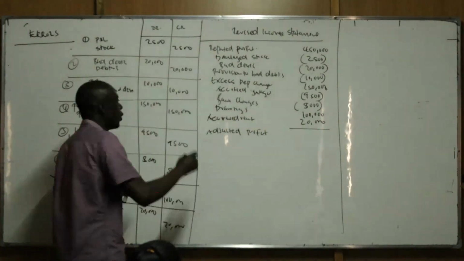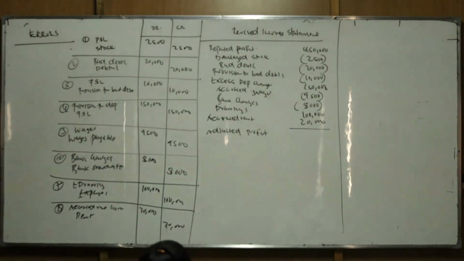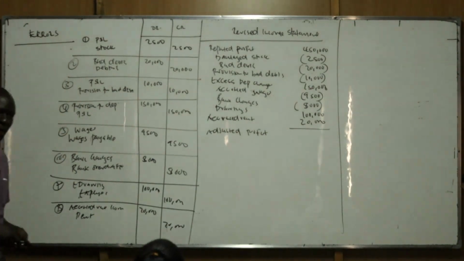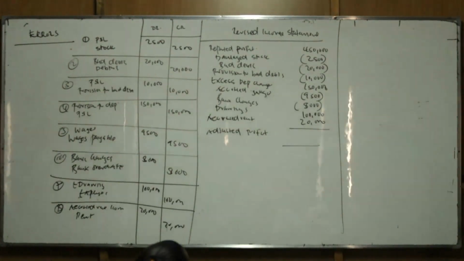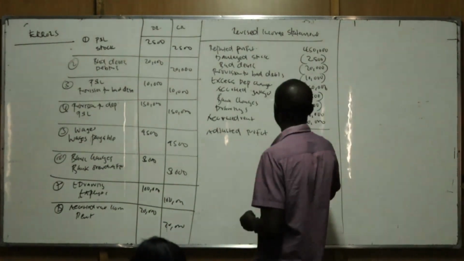So that is how we revise. We check those errors, how they affected our profit. If they're supposed to deduct from our profit, we deduct. If you're supposed to add, we add. That is now the revised profit, which will be how much? 600 and? So now this one is supposed to be the revised profit, isn't it?